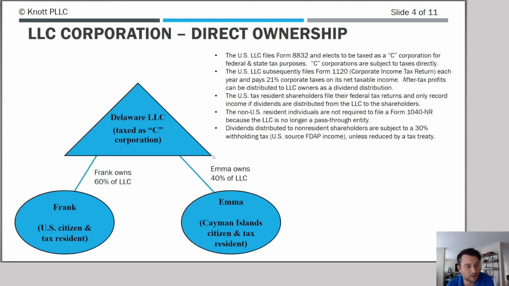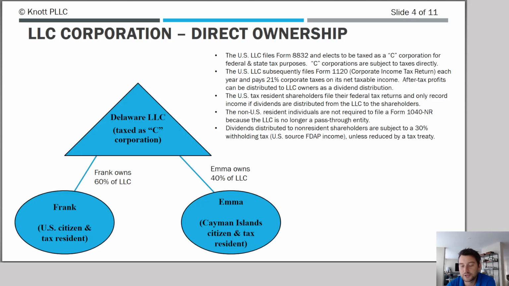So this is going to be an LLC again, direct ownership, but it's going to file a C Corp election. So we have the same LLC, we have the same ownership, but instead of treating it as a partnership, the LLC files an 8832 and elects to be taxed as a C Corp. So how does that change things? Well, now the LLC, because it's not a partnership, it doesn't file a 1065, it files an 1120 corporate income tax return. It reports its income, it reports its expenses, and it pays corporate income taxes on its net taxable income. The current rate is 21%, right?